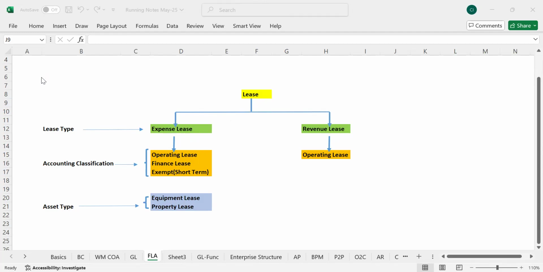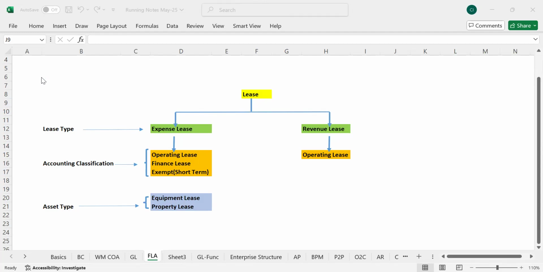And another type is revenue lease. Revenue lease involves a company providing an asset for others to use, generating rental income recognized as revenue, often involving invoices for the customers who pay. For example, a real estate company leasing out a property to tenants. Expense lease is integrated with the AP module, while revenue lease is integrated with the AR module.